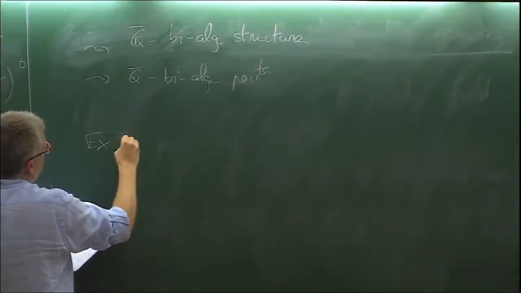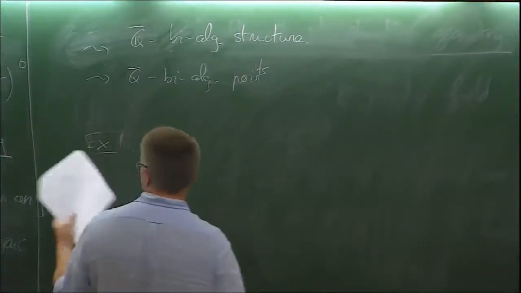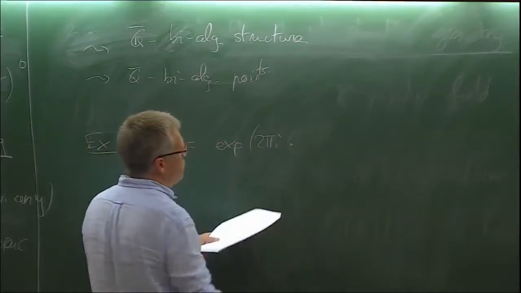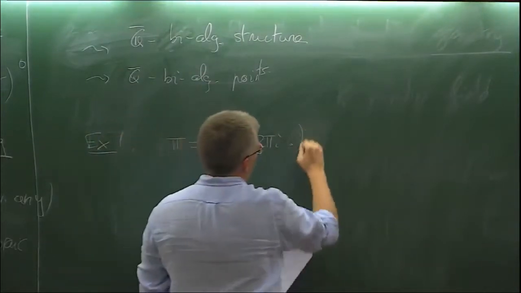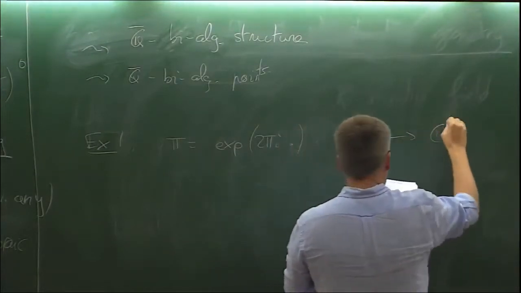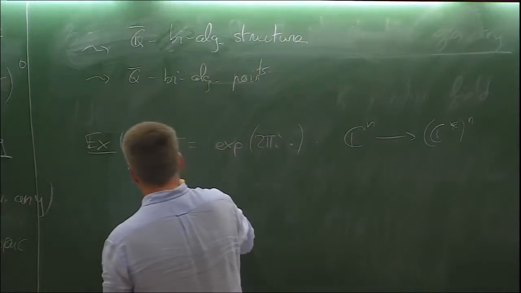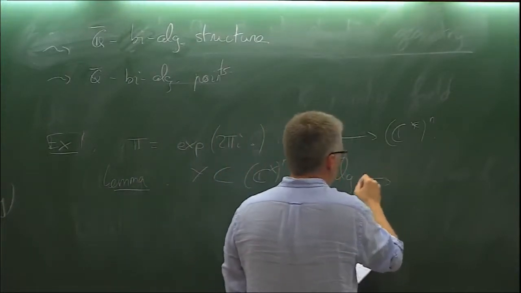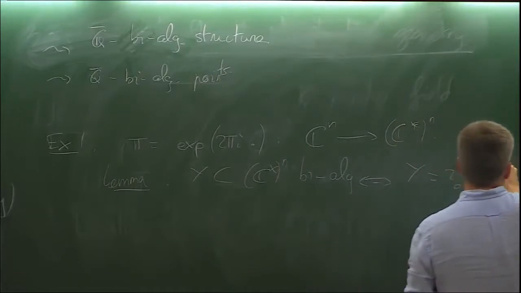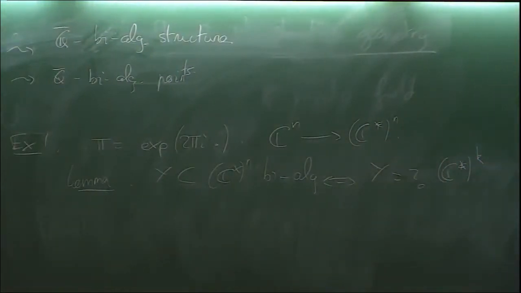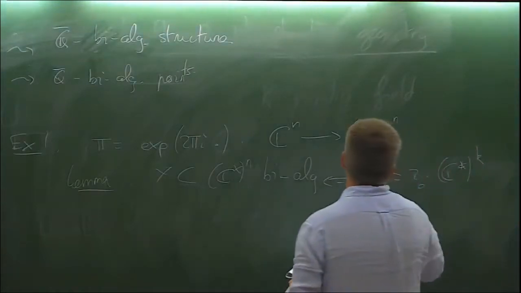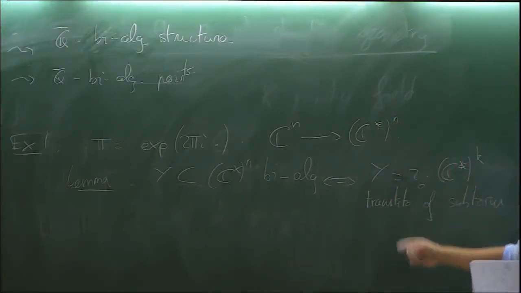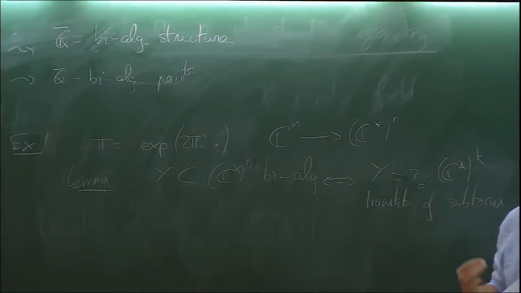Okay, so let me try to illustrate those notions to convince you that they are of interest in the examples that I gave. So in example 1, you have pi, which is this multi-exponential, and the 2 pi i will be used for the Q bar bialgebraic structure. So the lemma is the following: y in C star to the n is bialgebraic if and only if y is a translate of a C star to the k contained in this torus, a translate of a subtorus. So you see that in some sense, in this example, the bialgebraic structure recovers entirely the group structure.